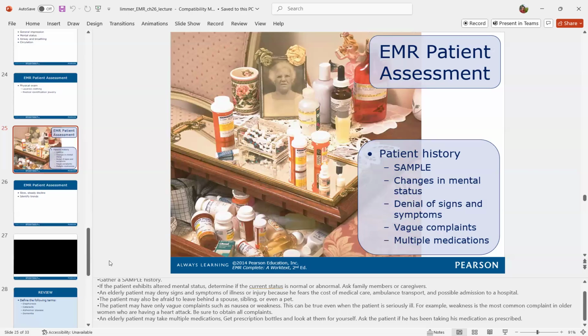The patients may also only have a vague complaint like nausea or weakness. That can actually be a heart condition, right? So this can be a true emergency, pretty serious, and they can be ill with just those vague complaints.